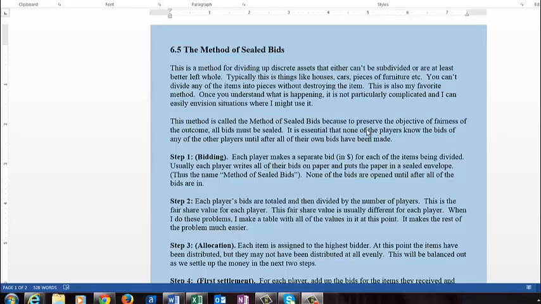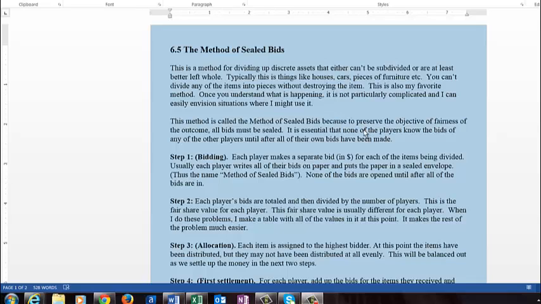Section 6.5, the method of sealed bids. This is a method for dividing up discrete assets that either can't be subdivided or at least better left whole. Typically this is things like houses, cars, pieces of furniture, etc. You can't divide any of the items into pieces without destroying the item. This is also my favorite method.